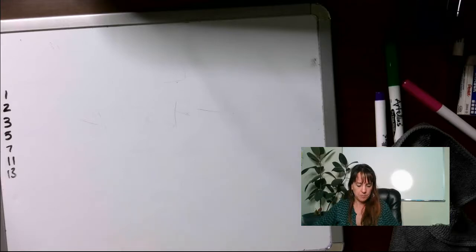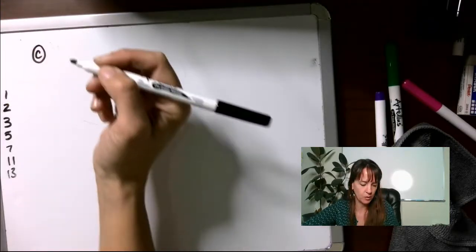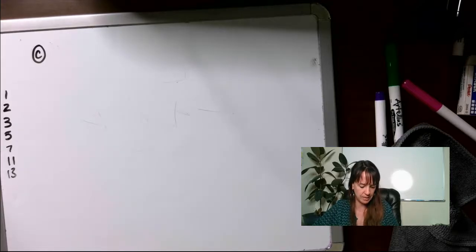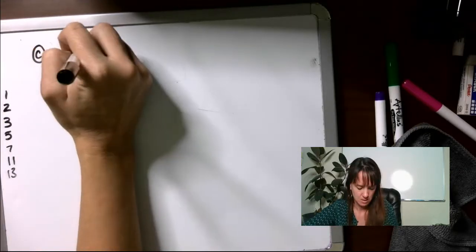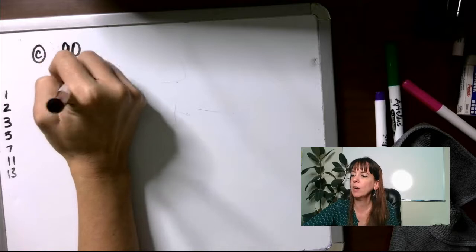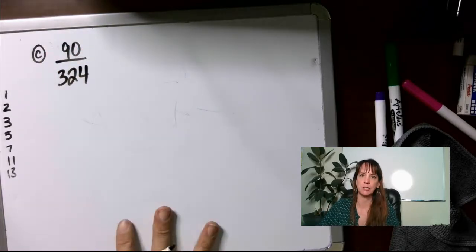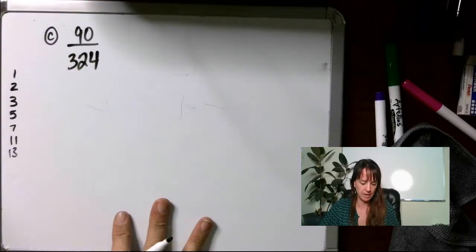All right, so that was B. Now find the greatest common factor of 90 and 324. Oh, I shouldn't have erased that. All right, let's talk about this greatest common factor, how to find those guys.